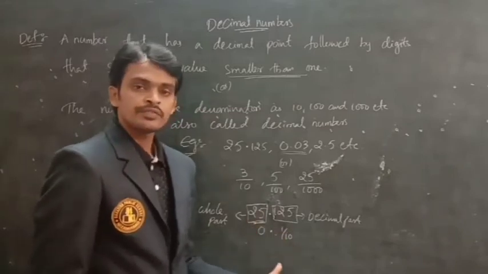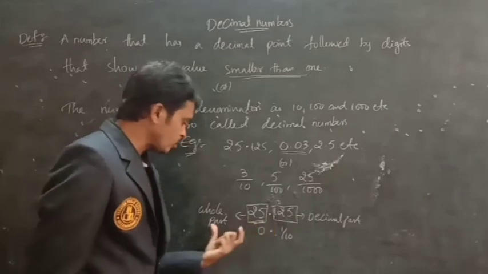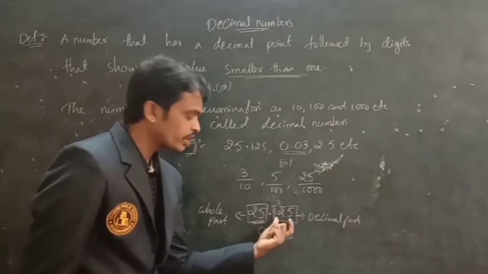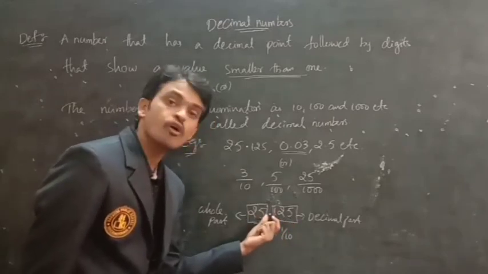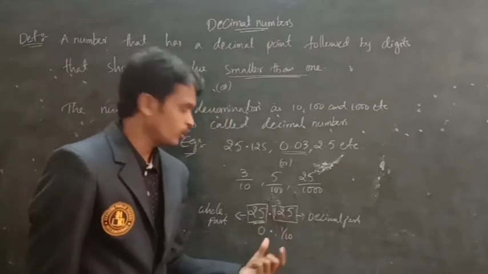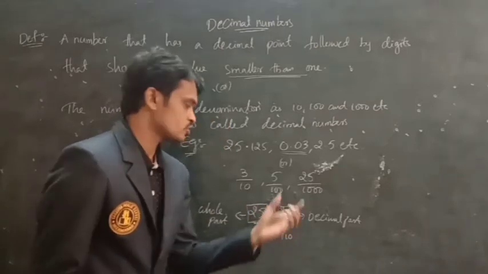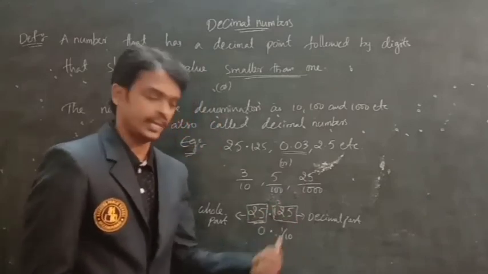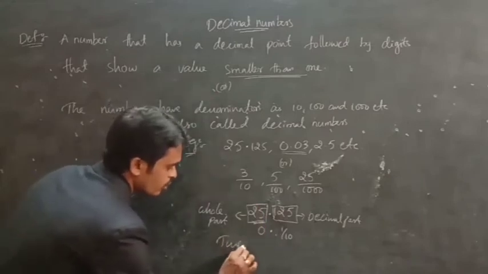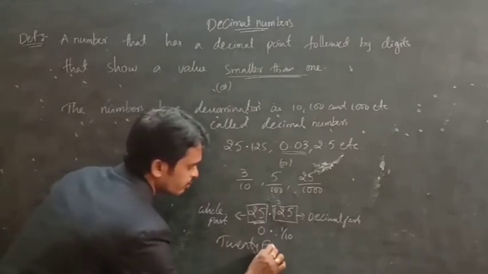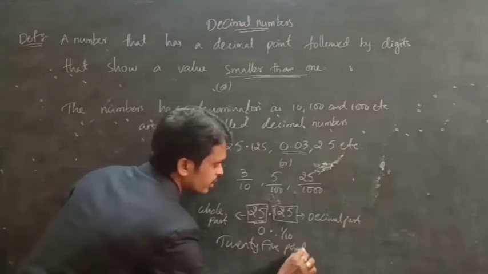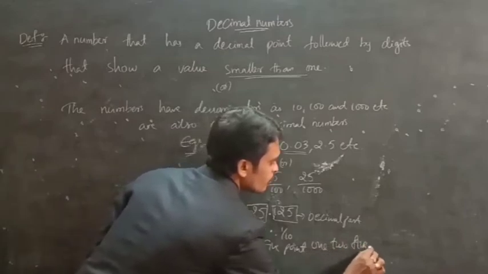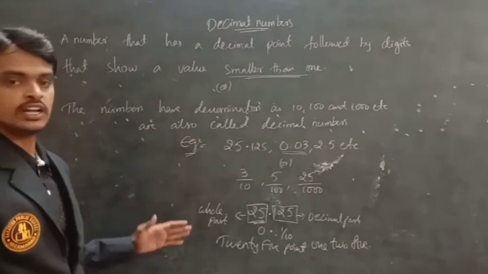So here, the integral part, the whole part, will be read as 25, but after the decimal point we read the digits as single numbers. 25.125. We should not read it as 125. So we should read it as 25.125. So like this we should read it. So here, this is a decimal.